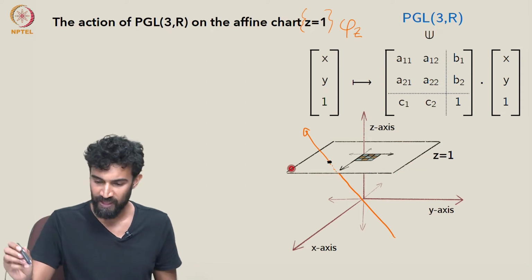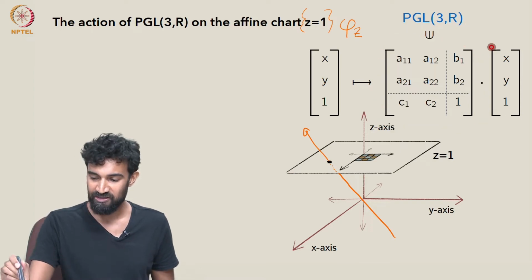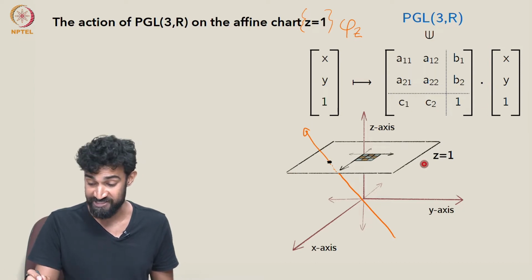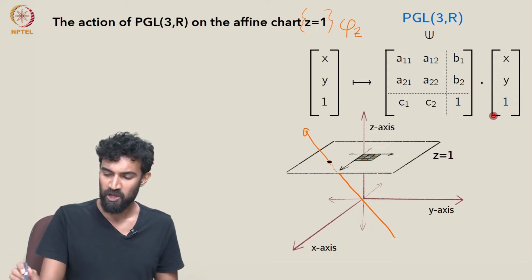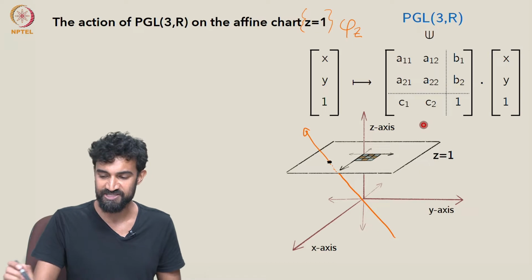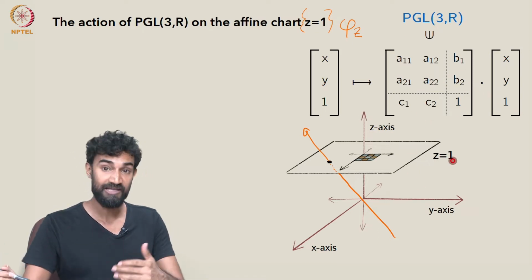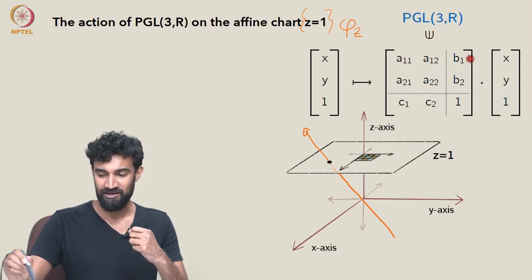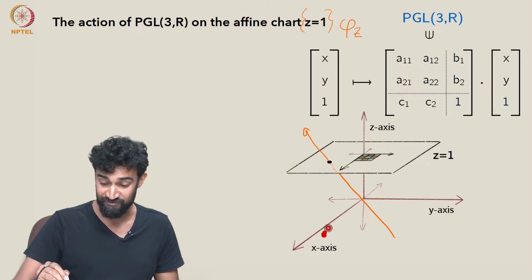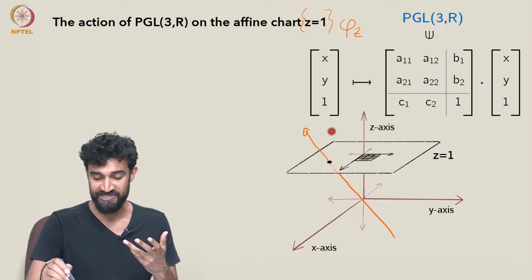equals 1. So here's an element of PGL3R. Here's an element of the affine of this plane, z equals 1. You can see that the z coordinate is equal to 1. Where does this get sent by this matrix? Well, we just do matrix multiplication. We multiply this vector by this matrix. That'll give us a new vector. That'll be the image in RP2, and we can take the intersection of that line with z equals 1 to see the image in this affine plane.